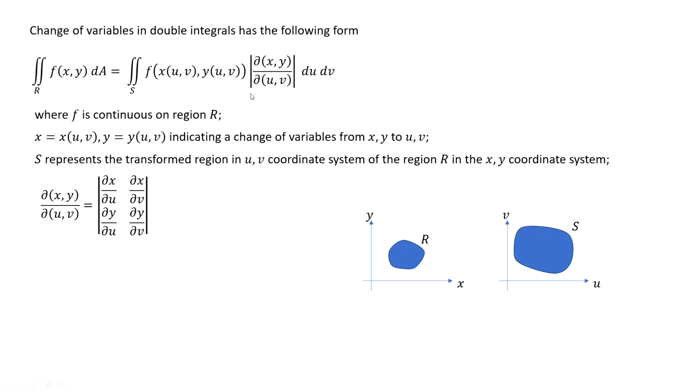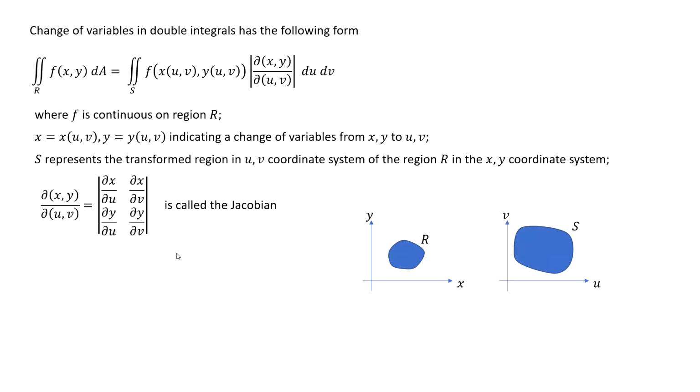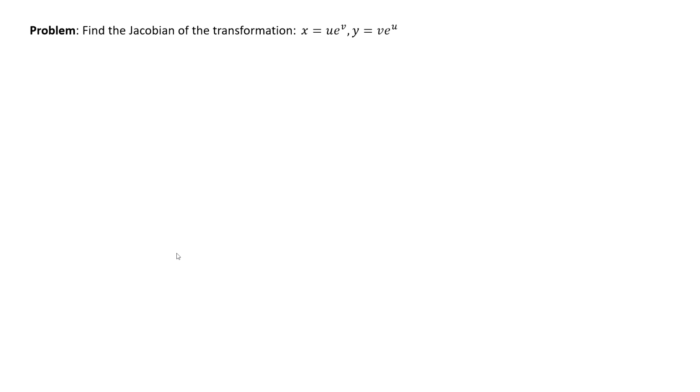Where did you get this from? Take a look at the book. The book has a detailed explanation of it. I didn't want to show and prove that here. It takes way too much time. But understand the significance of this one. It's called a Jacobian. All right, so let's start working on some problems. Find the Jacobian of the transformation x equals u e to the v and y equals v e to the u.